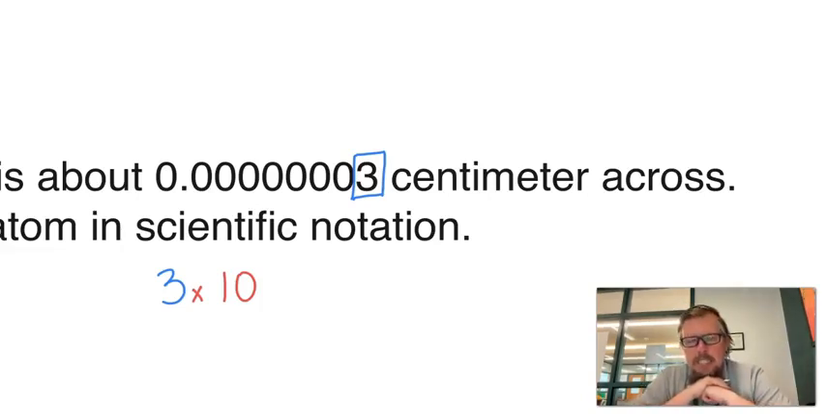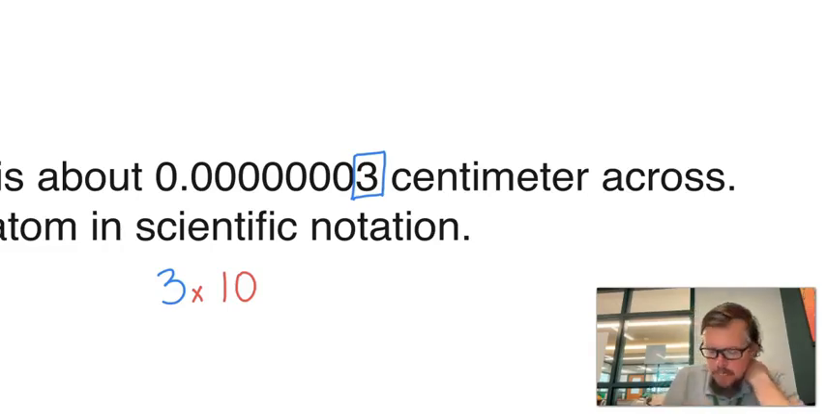Now the power is how many times would we have to move the decimal to get from where it is after the 3, where we put it at the end of the 3 so that we had the whole number 3, to where it was originally in the number right there after the first 0. How many times do we have to move the decimal? So let's count. We'd have to move it 1, 2, 3, 4, 5, 6, 7, 8. We'd have to move the decimal 8 times.